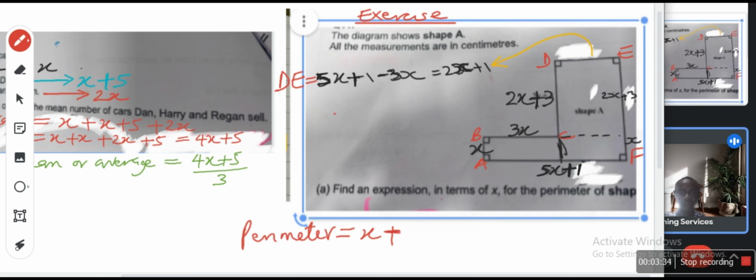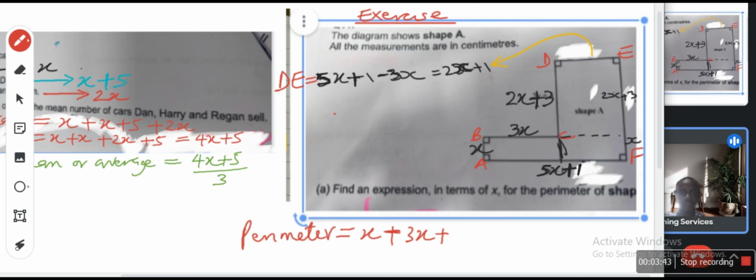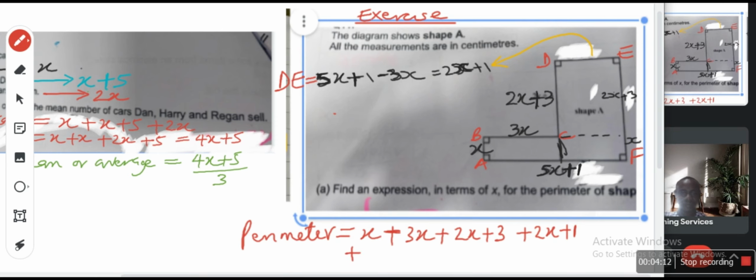Plus, next one, B to C. 3x. B to C is 3x. Then plus C to D, 2x plus 3. Then plus D to E that you found. Did you say 2x minus 1 or 2x plus 1? Plus 1, sorry. 2x plus 1. Plus E to F. Wow, this is a long number. Plus E to F, 2x plus 3.